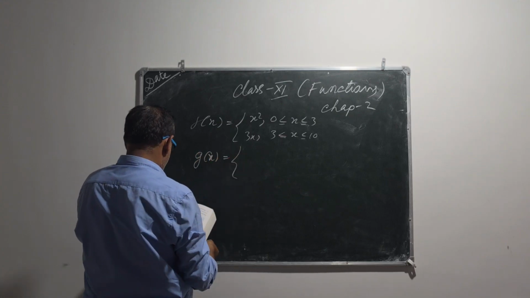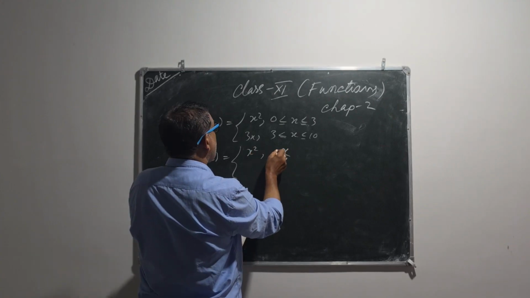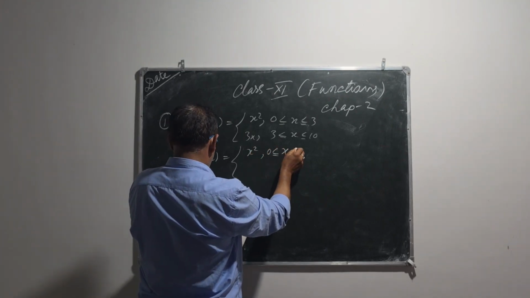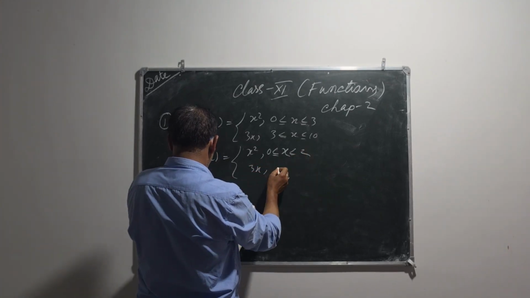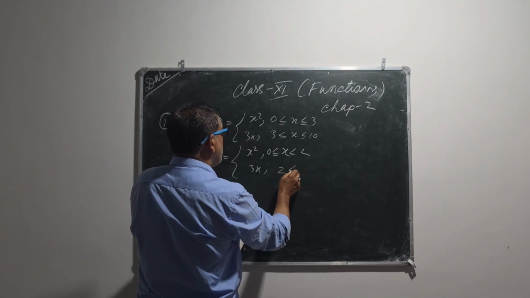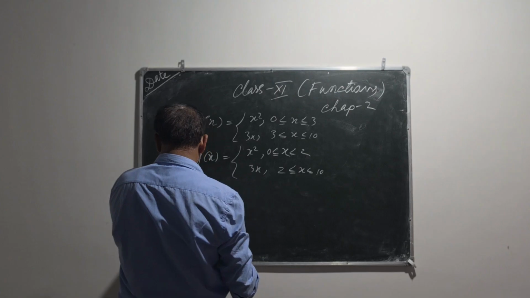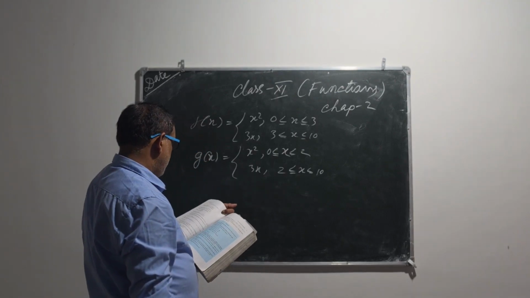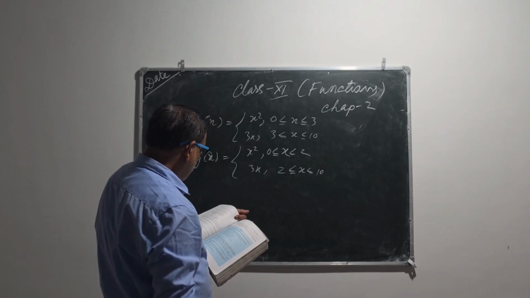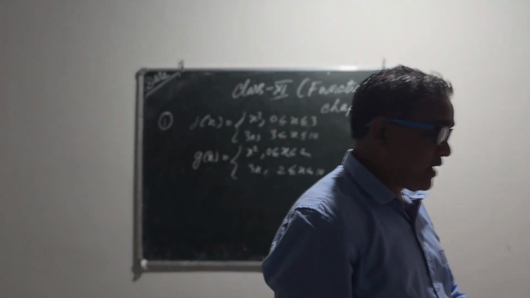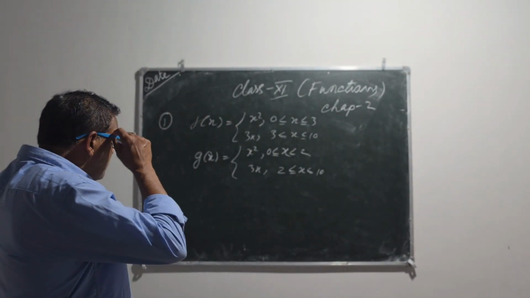equal to x square, x greater than equal to 0 and less than equal to 2, and this is given 3x, x greater than equal to 2 less than equal to 10. So we have to show that f is a function and g is not a function. F is a function but g is not a function.